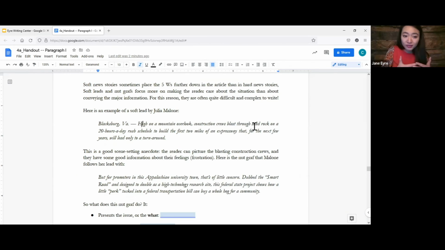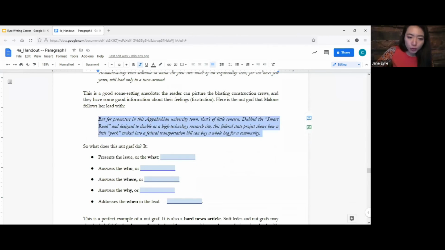So note that this is a scene-setting anecdote, right? You're on this mountain overlook. There are these construction crews blasting through solid rock. They're telling about the rush schedule. They're working really hard, like 20 hours a day. That's a lot, okay? Now, here is the nut graph that comes right afterwards.